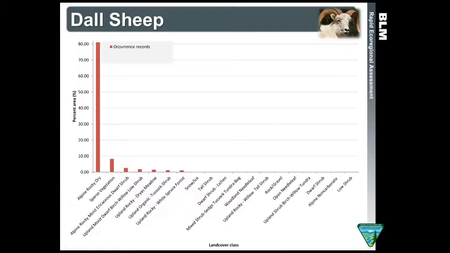So when we look at habitat associations with those occurrence records, we get anything that's above 1% associated. We get a lot of alpine rocky dry, sparse vegetation, alpine rocky moist. So all of these things intuitively make sense. These are habitat types that we would expect to see Dall sheep.